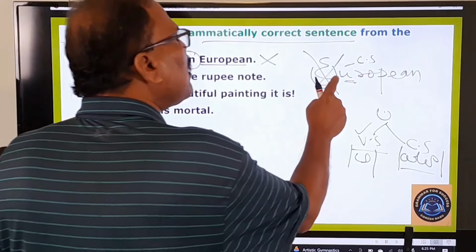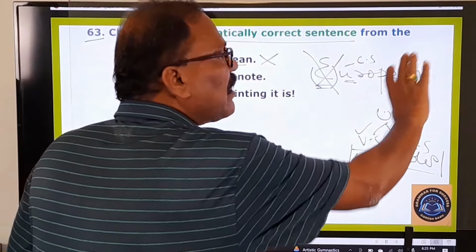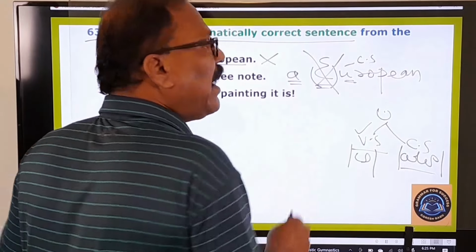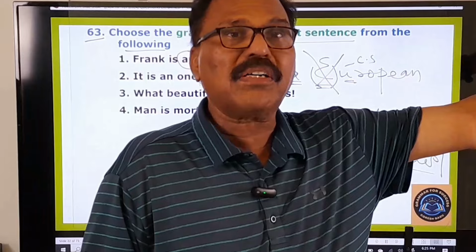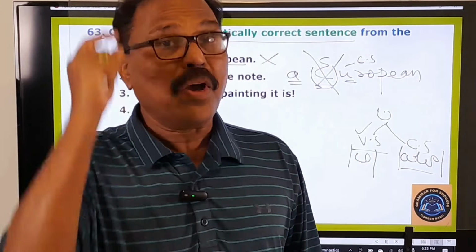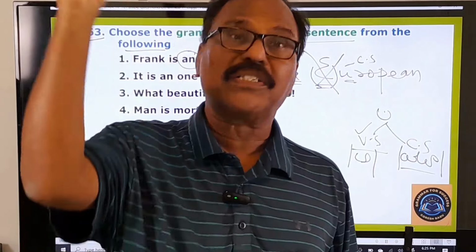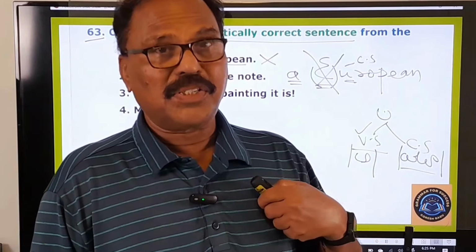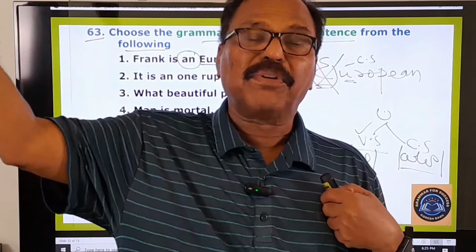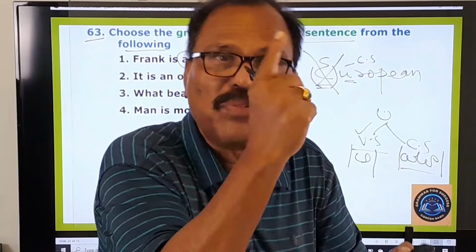So since the word is beginning with a consonantal sound, and therefore we use what? A, because A is used before the words beginning with a consonantal sound. You know, an is used before the words beginning with a vowel sound. Okay, A is used before the words beginning with a consonantal sound. An is used before the words beginning with a vowel sound. This basic rule I hope you all know very well, right?